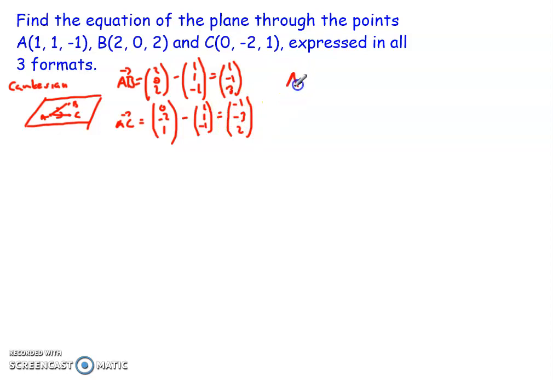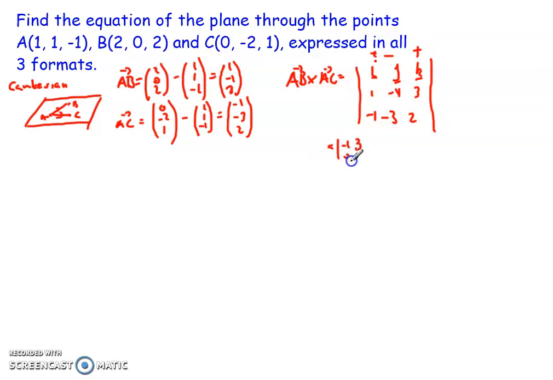So what I now want to do is AB cross AC to get my normal vector to the plane. So let's do that as we normally would. So there's my i, my j and my k, plus, minus, plus as we normally do. So AB is 1, negative 1, 3, AC is negative 1, negative 3, 2, and then we just go through each component on its own. So we've got negative 1, 3, negative 3, 2 in the i, then minus 1, 3, negative 1, 2 in the j, and then plus 1, negative 1, negative 1, 3 in my k.